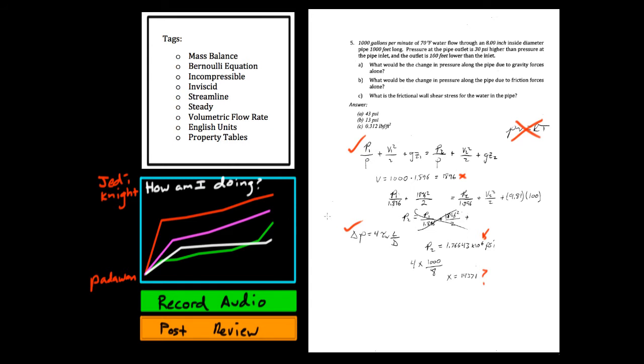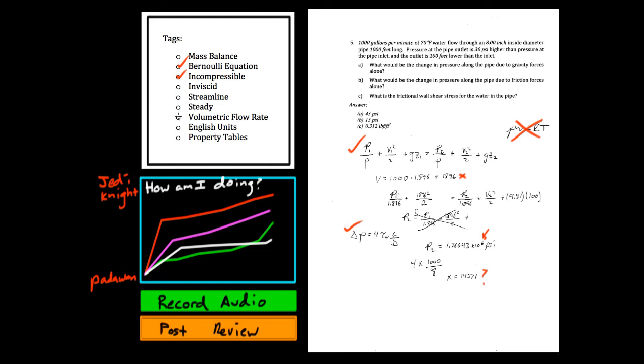So as I look at this, what I see is that you've got the basic idea of the Bernoulli equation down, so I can click on that tag. I see that you did apply the incompressible assumption, but you don't really see the inviscid or the streamline, and you certainly didn't capture the steady state aspect of this problem.